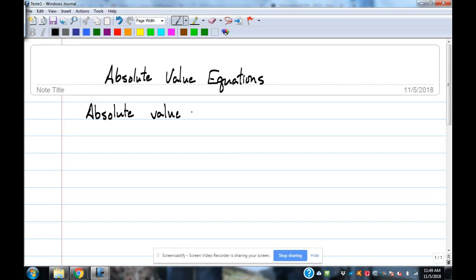I think we all know how it works. Like if you take the absolute value of negative 6, what's the answer? 6. What's the absolute value of positive 6? It's also 6. How can it be two different numbers in that absolute value and get the same answer? Why is that?